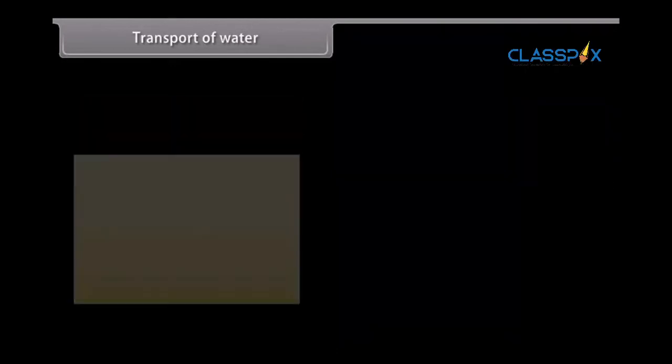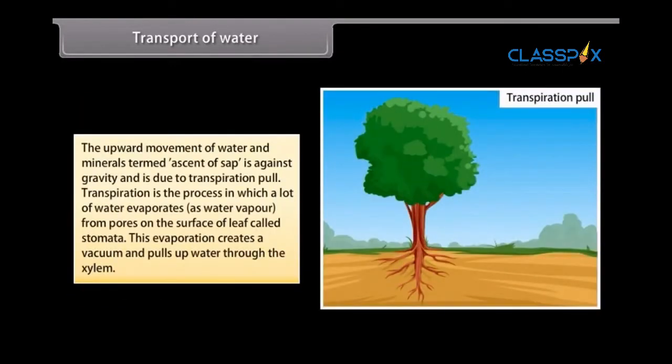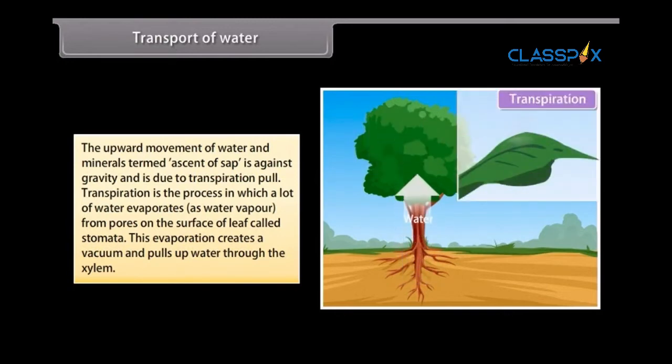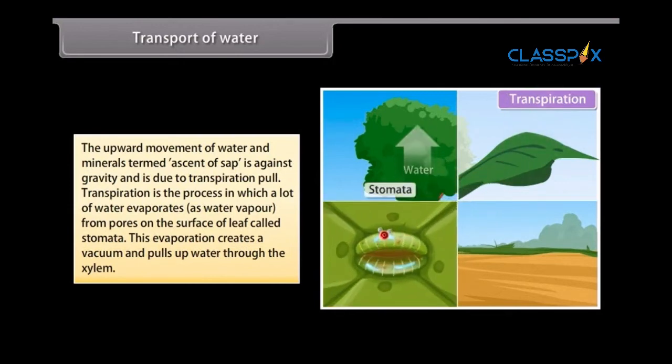Transport of water. The upward movement of water and minerals termed ascent of sap is against gravity and is due to transpiration pull. Transpiration is the process in which a lot of water evaporates as water vapor from pores on the surface of leaf called stomata. This evaporation creates a vacuum and pulls up water through the xylem.